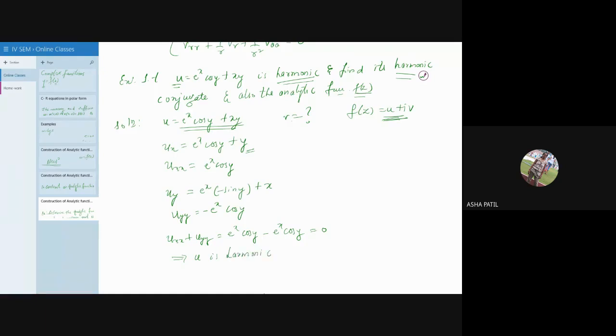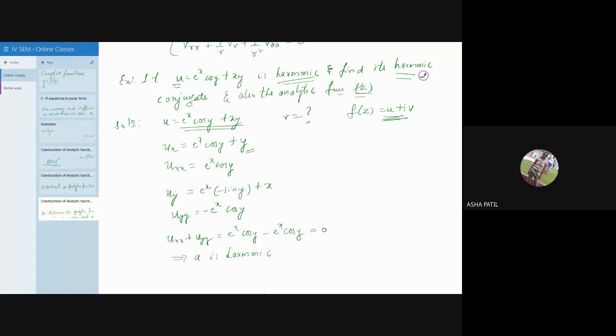So next we need to find the harmonic conjugate of u and also the analytic function. Now, how to find the harmonic conjugate? U is given to us. We need to find v.